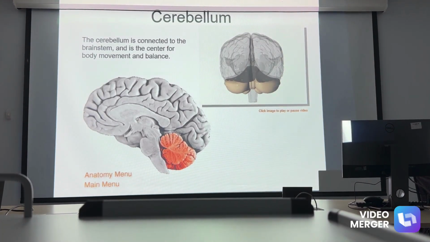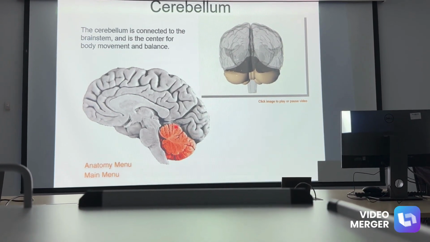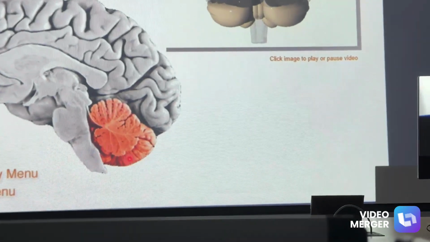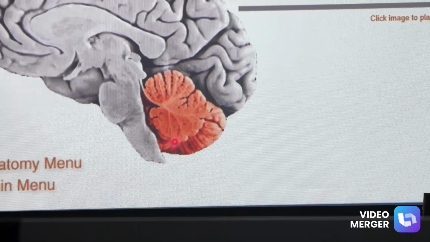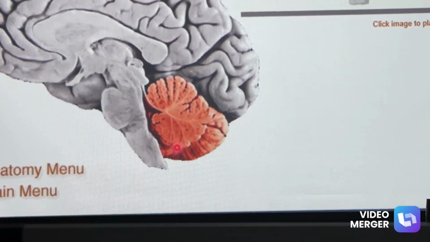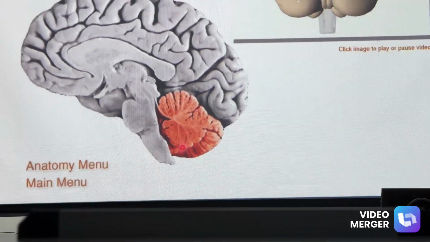Cerebellum, this large part which occupies the posterior fossa, is connected anteriorly to the brain stem and is the center of body movement and balance.